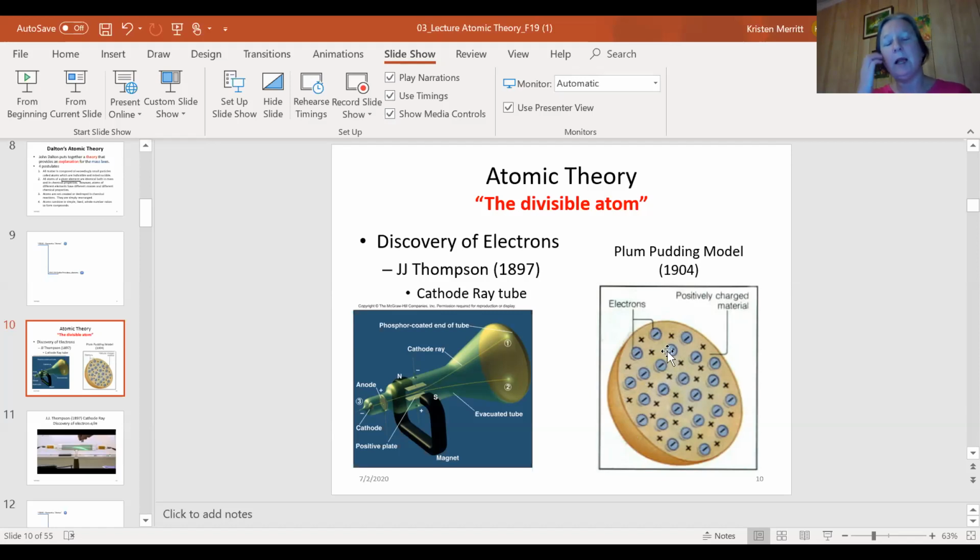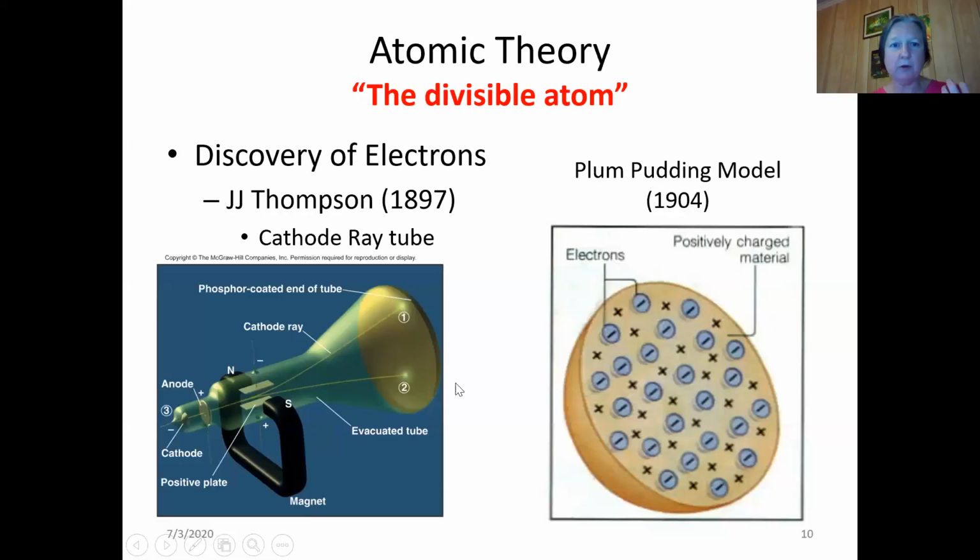A cathode ray is a stream of electrons, but they thought it was just a stream of light originally. It was particles, and that shouldn't have behaved like light. But what he did is he plugged in the cathode ray, got a cathode ray, and when it hit the end piece, it would light up because of the coating.